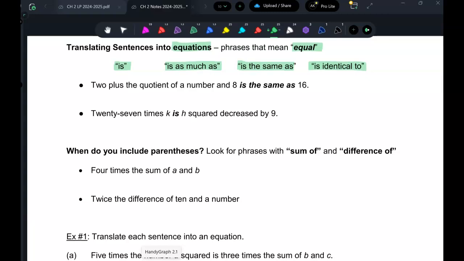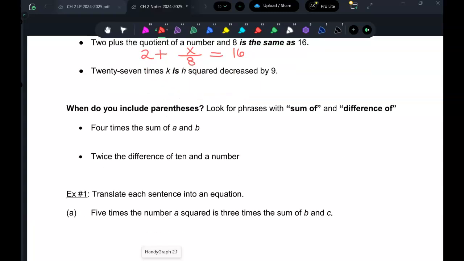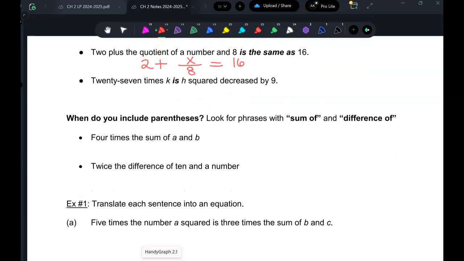2 plus the quotient. So that quotient means divided by. It says a number, so we can put any variable. We'll put X and 8. Where do we put the 8? Under the line. Is the same as, so equals 16. Good. That's really easy. Okay, we're writing it down in our notes.